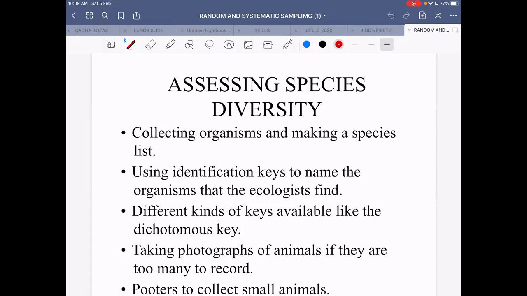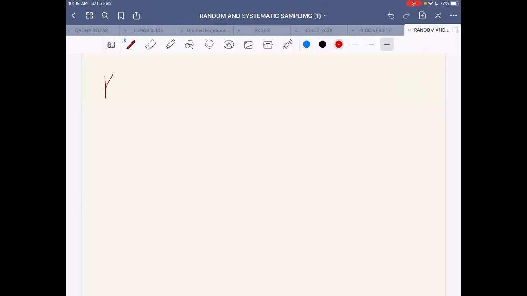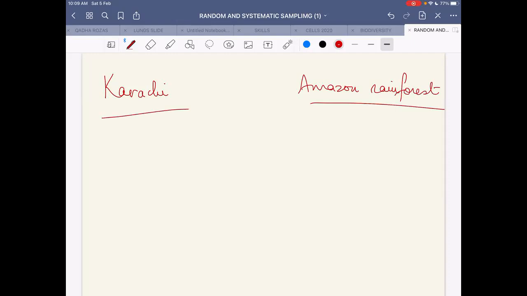Okay? So, for example, if I want to estimate whether Karachi is more biodiverse or the Amazon rainforest is more biodiverse? Before I find out which of these two is the higher biodiversity area, tell me from your own knowledge. Mariam Shirazi, what is the first thought that comes to mind if I ask you which of these two has more biodiversity? What will be your answer?